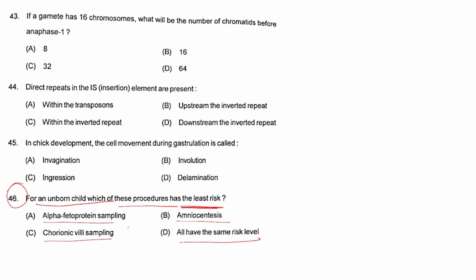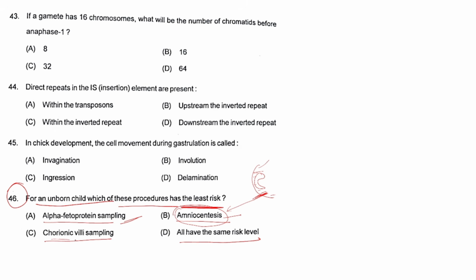Alpha fetoprotein sampling may be a new term to you. Let me explain each and every option. Option B is amniocentesis. You know, from the mother's womb, the fetus is present in the mother's womb. There is amniotic fluid in which the fetus floats. So we extract this amniotic fluid and we examine it, and this happens in amniocentesis. Okay, so there is physical extraction over here, and this projects 0.01% risk to the fetus always.